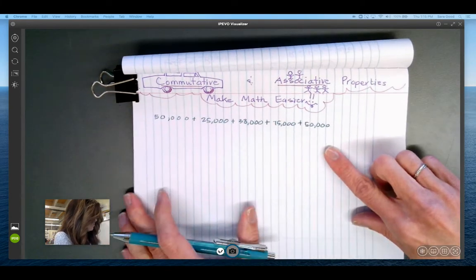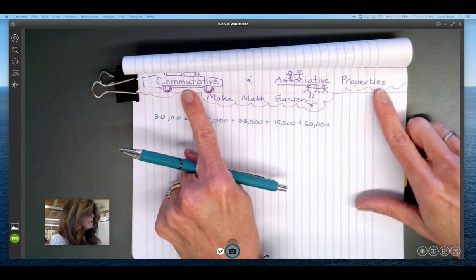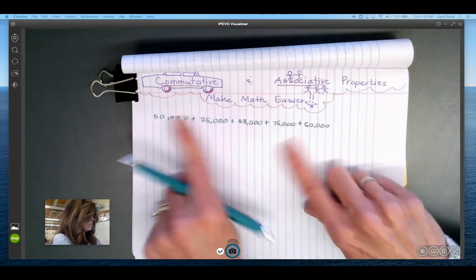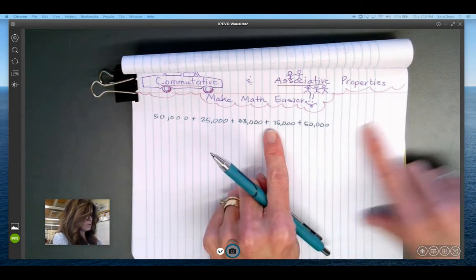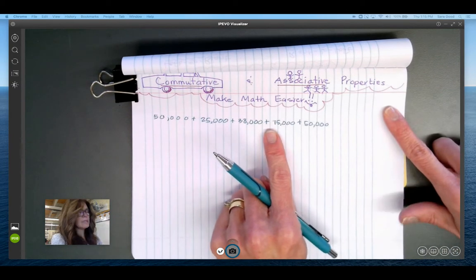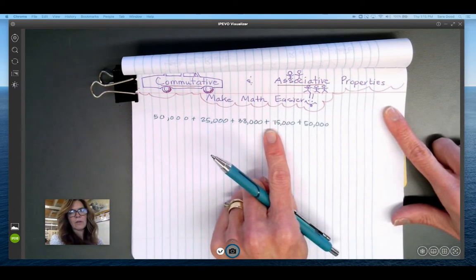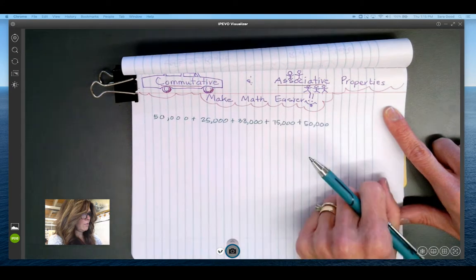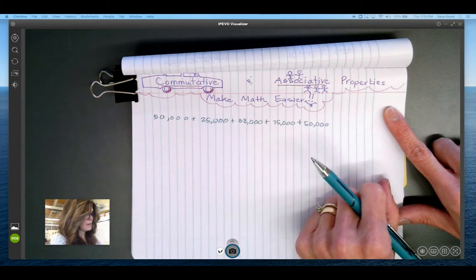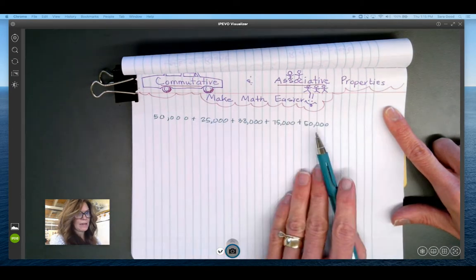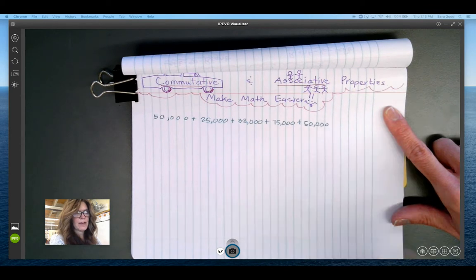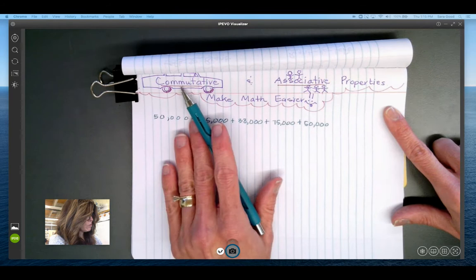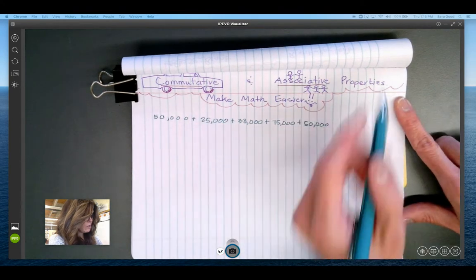Okay? Now, the commutative property says that I can move these numbers around and not change the value of the answer. That's what it's saying. And it works when we add. And does it work for multiplication? We can move the factors around too. So these are the commutative and the associative properties for addition.